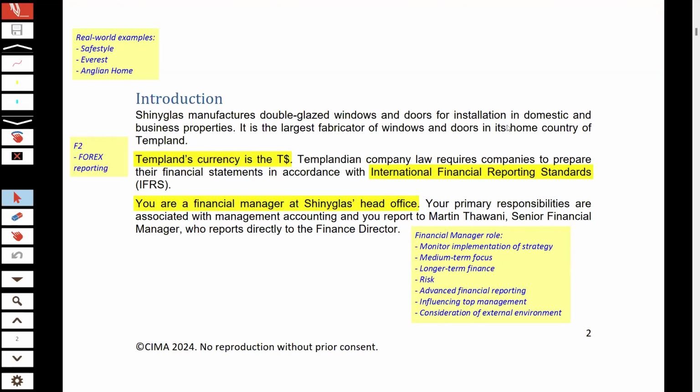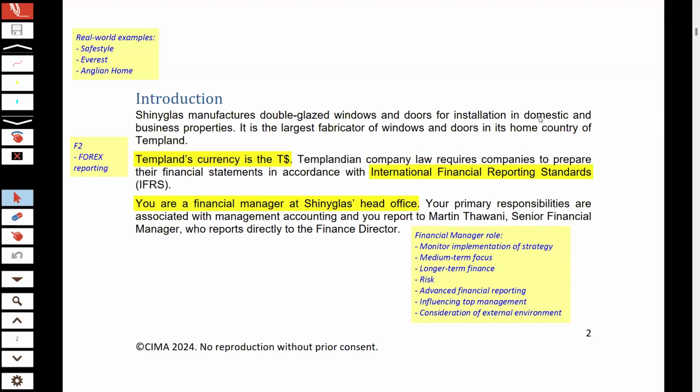Now, that's an important point, actually, because it should immediately make us realize that Shinyglas does deal in 2 different segments of the market, domestic and business properties. And it should make us think, what are the differences in those 2 aspects of this industry? What are the cost drivers there? What would pricing be like for pricing to householders, domestic market, and pricing to businesses? Does Shinyglas have 2 divisions for this? If it doesn't, might divisionalizing be a good idea? Might that be a way of managing performance?